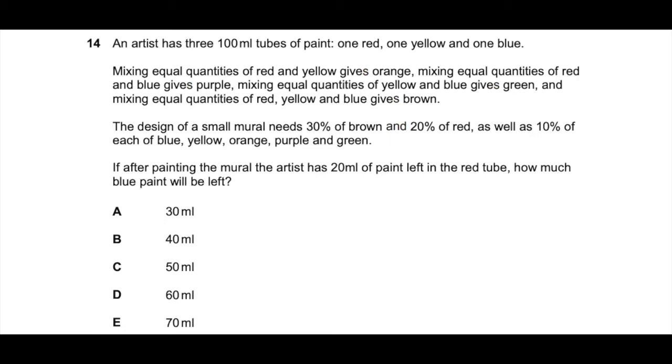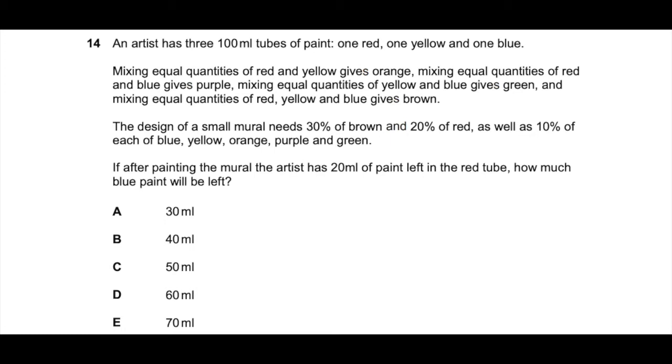An artist has 3 100 milliliters tubes of paint, one red, one yellow and one blue. Mixing equal quantities of red and yellow gives orange, mixing equal quantities of red and blue gives purple, mixing equal quantities of yellow and blue gives green, and mixing equal quantities of red, yellow and blue gives brown. The design of a small mural needs 30% of brown and 20% of red, as well as 10% of each of blue, yellow, orange, purple and green. If after painting the mural the artist has 20 milliliters of paint left in the red tube, how much blue paint will be left? The correct answer is B, because of the following.